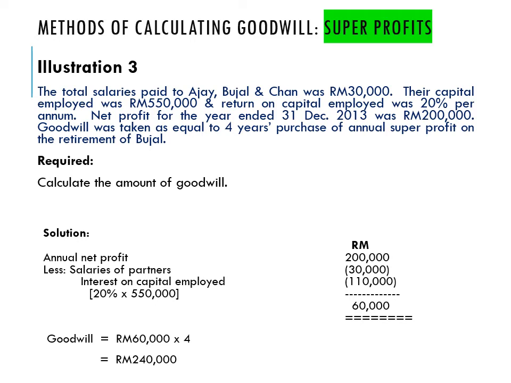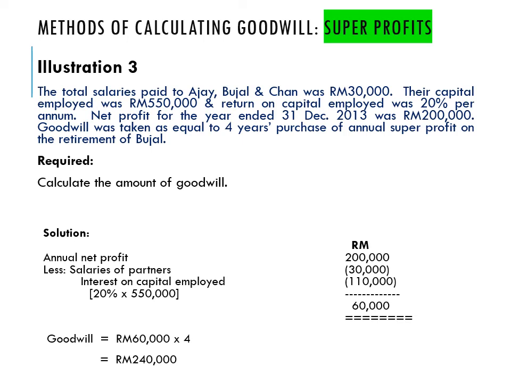Okay, so the illustration said that the total salaries paid to Ajay, Bujal and Chan was 30,000. The capital employed was 550,000 and return on capital employed was 20% per annum. Net profits for the year ended 31st December 2013 was 200,000. Goodwill was taken as equal to 4 years purchase of annual super profits on the retirement of Bujal. So you are asked to calculate the amount of goodwill.